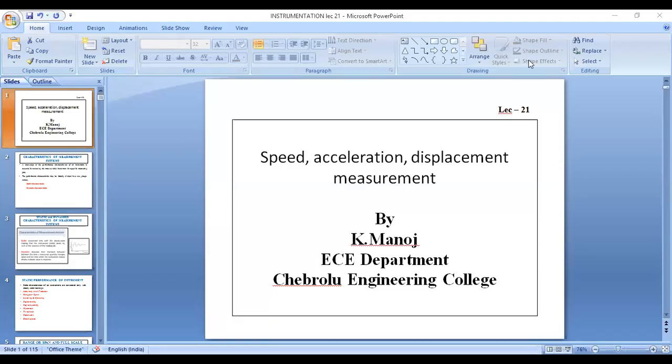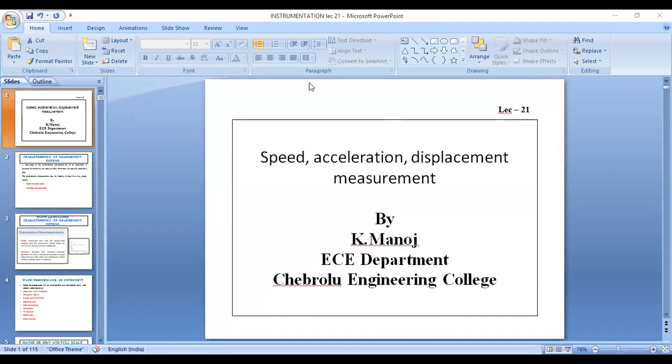Good morning. Today's topic is measurement of speed, acceleration, and displacement. These three topics we are going to deal with today: measurement of speed, measurement of acceleration, and measurement of displacement.